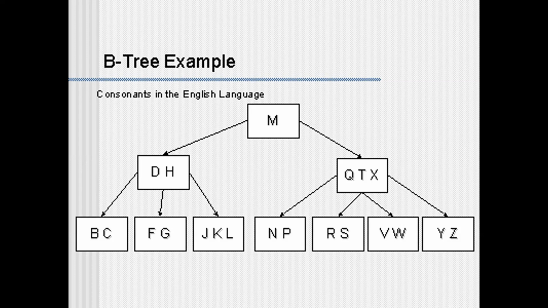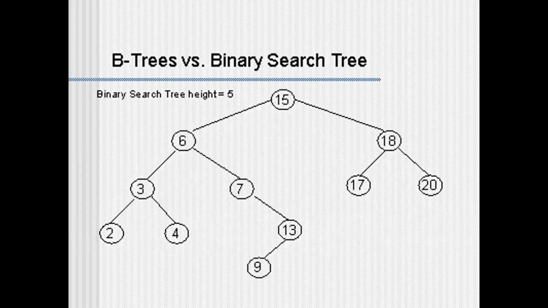We can see that the branch on the leftmost side of Q has N and P, which are less than Q. Then the branch between Q and T has R and S, which are in between Q and T. Then the branch between T and X has V and W, which are greater than T but less than X. And finally, the last branch has Y and Z, which are greater than X. So the data is sorted in case of B trees.